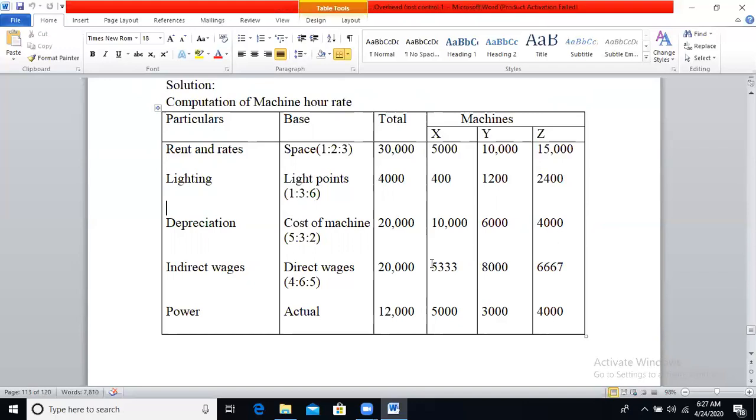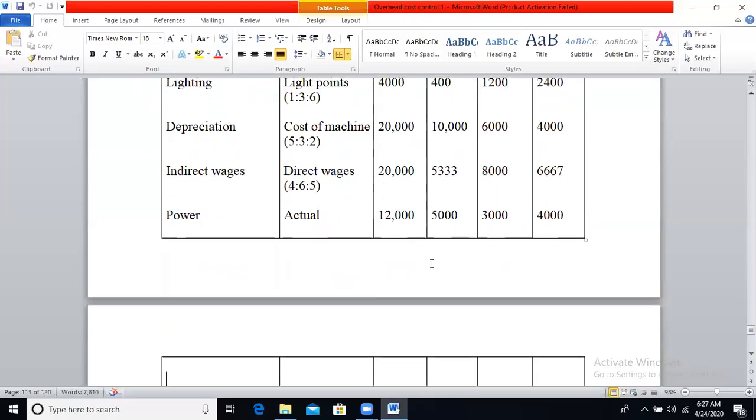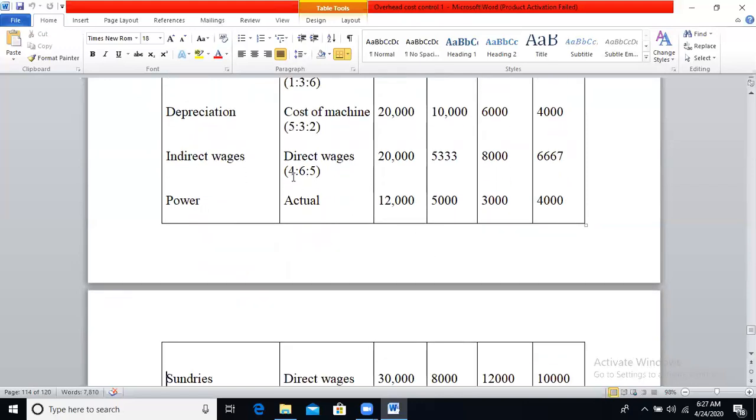Like that, for indirect wages, we have identified direct wages as the basis. The ratio will be 4 is to 6 is to 5. If you add this ratio, 4 plus 6 plus 5, you will get total as 15. The total value of indirect wages will be 20,000. For machine X, 20,000 into 4 divided by 15, you will get 5,333. For machine Y, 20,000 into 6 divided by 15, you will get 8,000. For machine Z, 20,000 into 5 divided by 15, you will get 6,667.